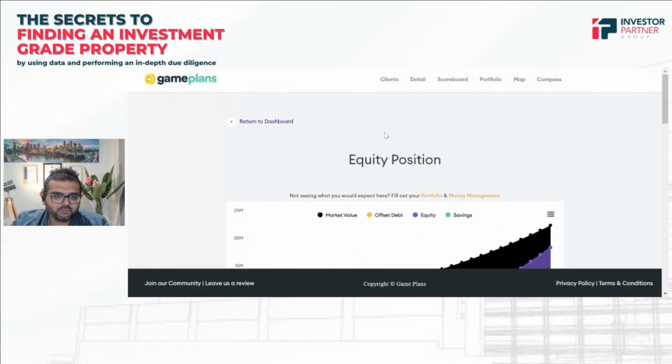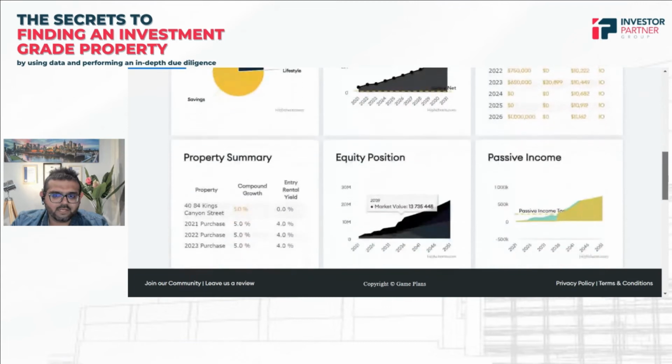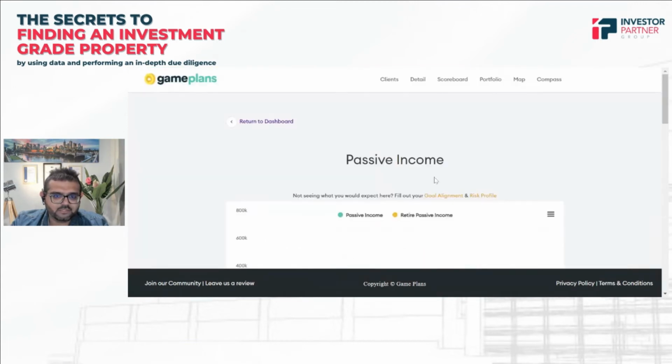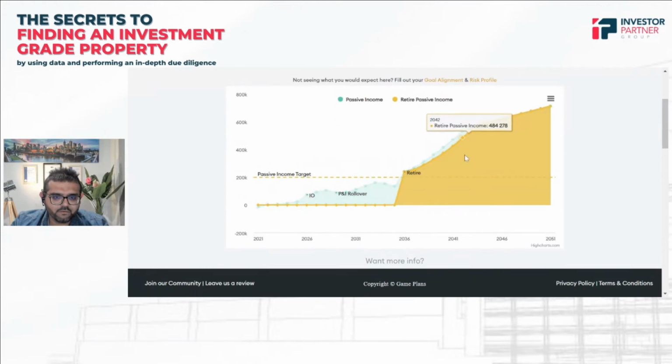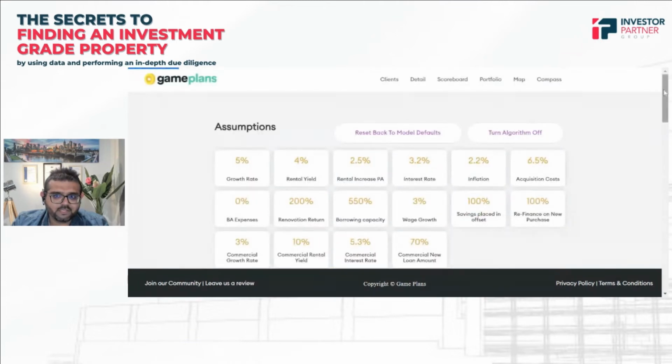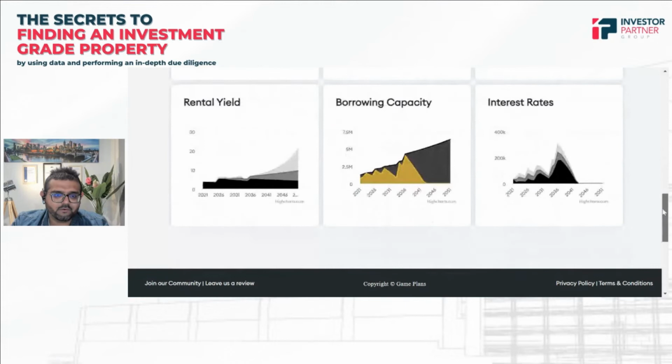I'm going to go back and show you another graph that is quite key and important in understanding some of these things. So, if you want to retire in, say, 2036, what is the passive income target that you're trying to achieve? When are you going to add the properties? When is the rollover going to happen? Because you always tend to keep your portfolio in interest only. So when does the rollover happen between interest only and principal and interest? And when do you hit your retirement age? And how do you create that passive income for yourself as quickly as possible? One more thing that I wanted to quickly share is, what does your borrowing capacity look like?